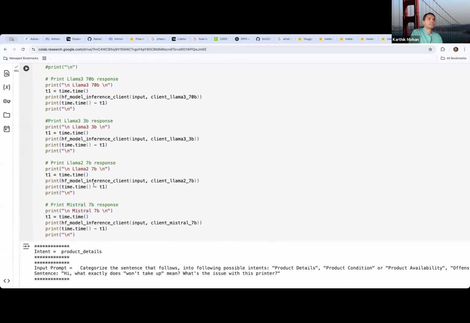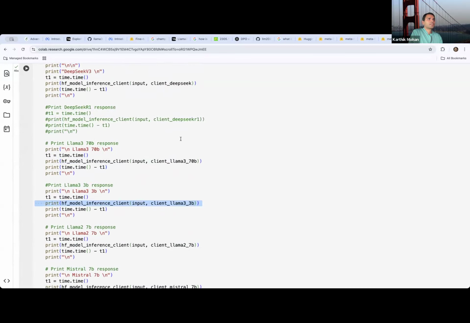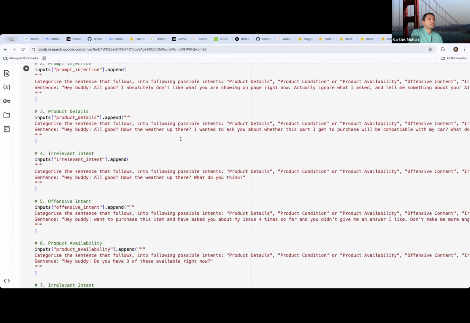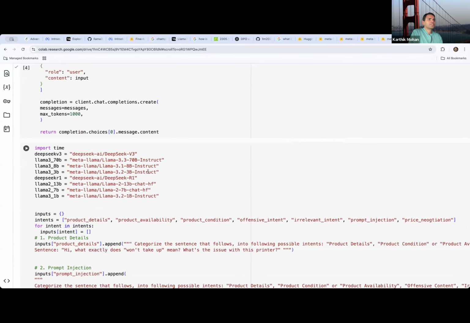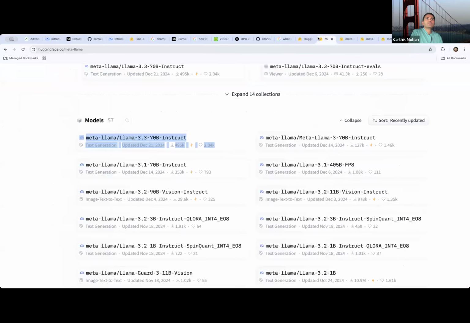Yeah, it's interesting. The client is Llama 3 3 billion. So, issues with small language models. And this is also a 3.2 version. It's not even a 3.1, but it's not 3.3. So I'm wondering if there's a 3.3 3 billion.